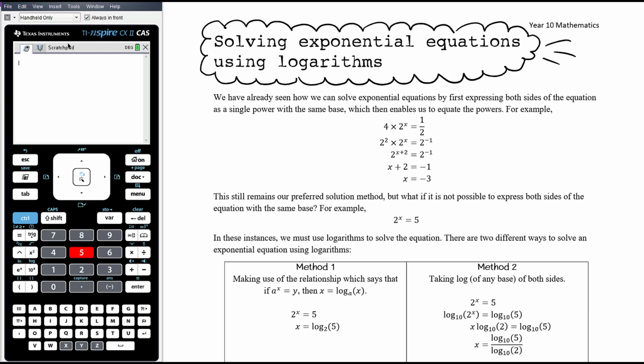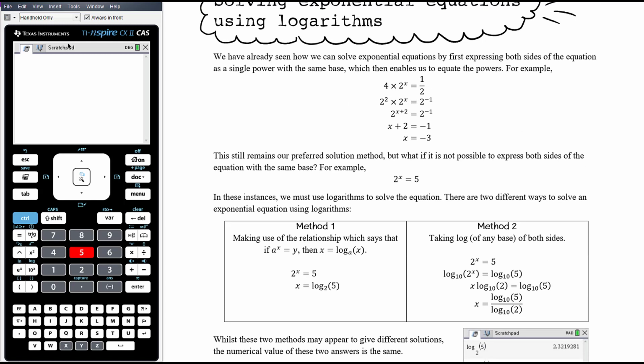As I said, we've already met exponential equations, and we know that we solve them by trying to write both sides of the equation as a single power with the same base. For example, if we had this exponential equation here, all of these things can be written as powers of 2, so we focus on doing that first, and then we make sure that we have just a single power of 2 on each side by using our index laws. At that point we can equate the powers and say that x plus 2 must be equal to -1, and therefore x is equal to -3.